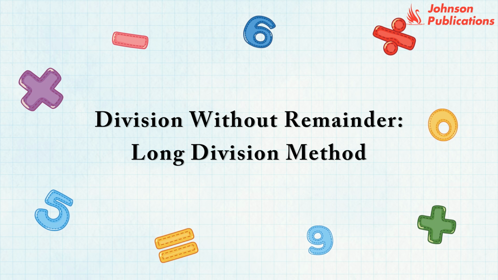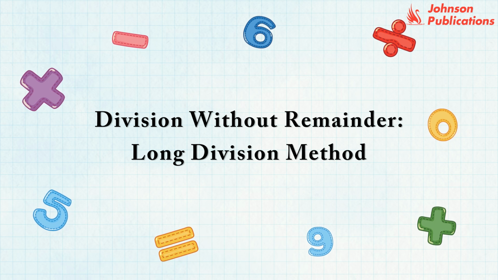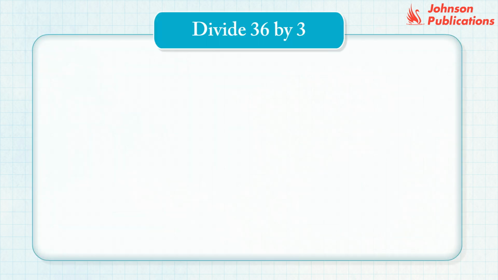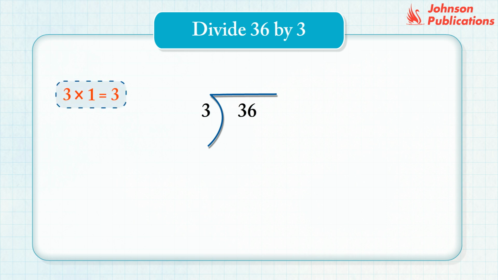Let's learn the division of 2-digit numbers by 1-digit numbers using the long division method. Divide 36 by 3. Write the dividend and the divisor in this manner. Step 1. Divide the tens digit of the dividend. Since the divisor is 3, recall the multiplication table of 3 until you reach a number equal to or just less than the tens digit.